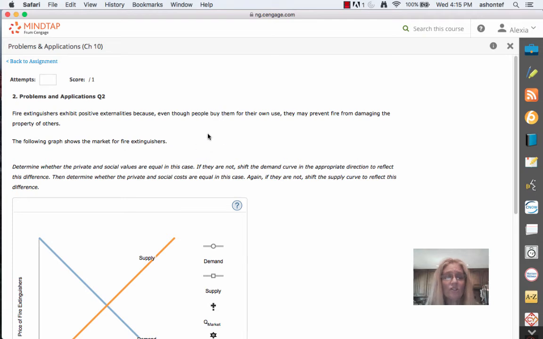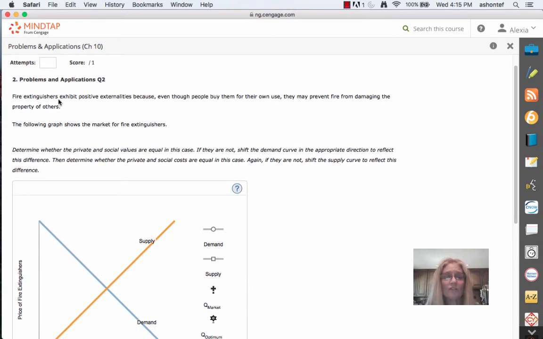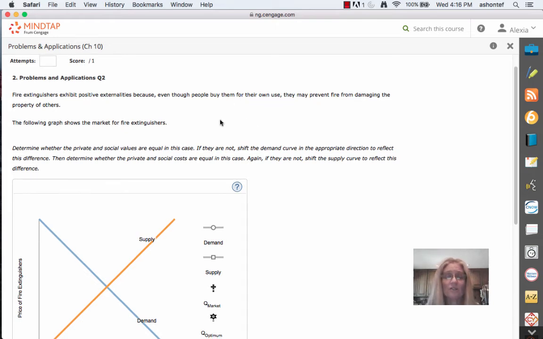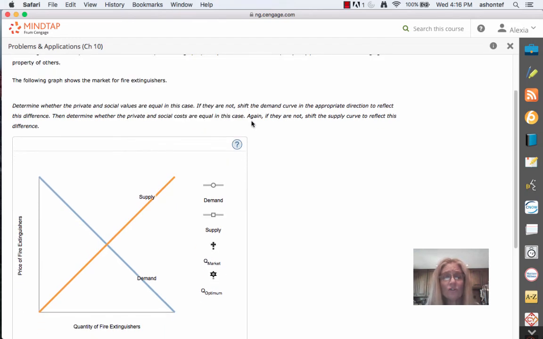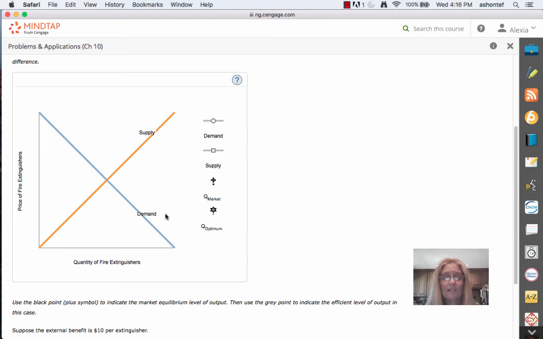Okay, the next question. So here you're told that fire extinguishers are positive externalities, and they tell you why they're claiming that, because they not only prevent fire from damaging your own property, but it would prevent the fire from spreading to others. So it's a positive externality. So with the diagrams that we just took into account earlier in this video, positive externalities are benefits, and as a reminder, that has everything to do with your demand curve. So demand are benefits, supply are costs.